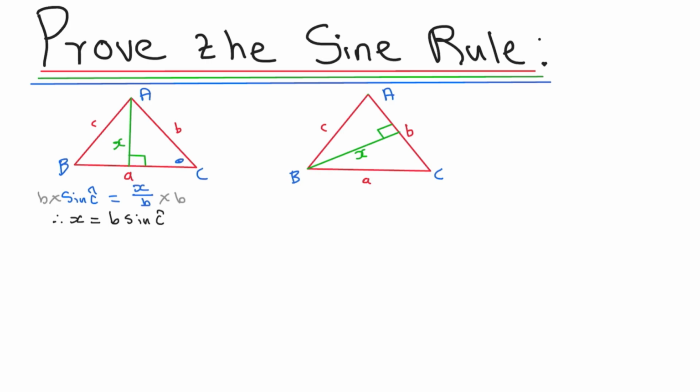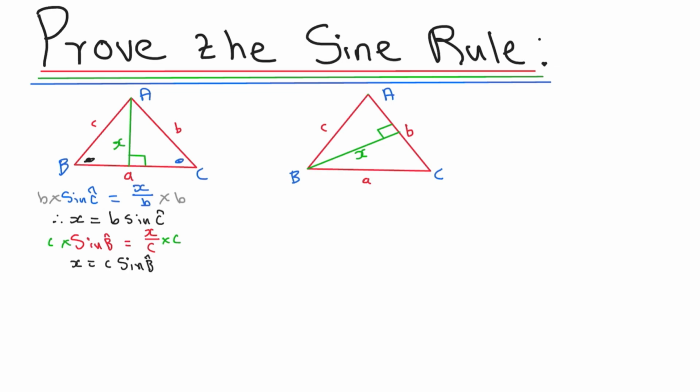Then I'm going to go to the second part again on this side. I will say sine B is equal to opposite over hypotenuse. So sine B is equal to, my opposite is X, over hypotenuse C. Then I'm going to multiply by C to eliminate it, and multiply by C on this side so that I can make X the subject of the formula. So now X will be C sine B.